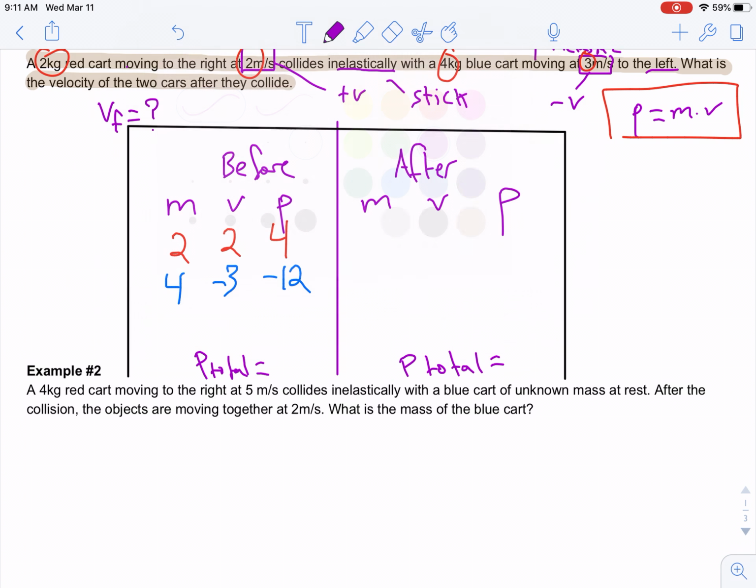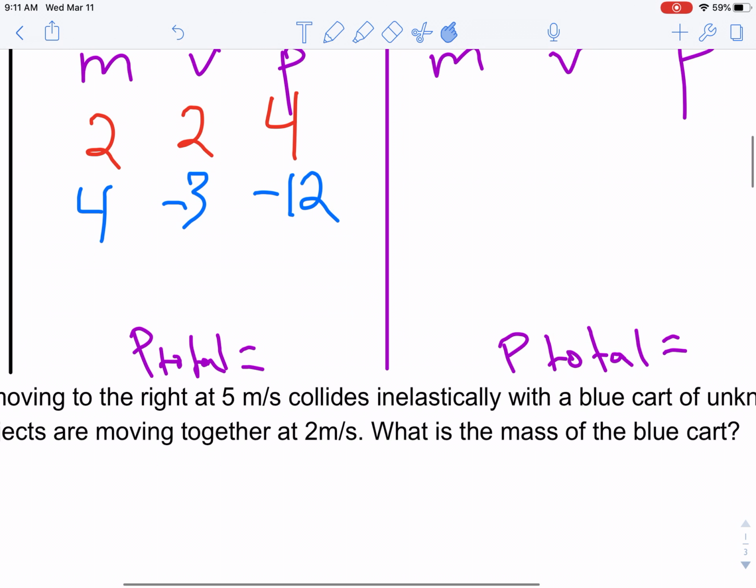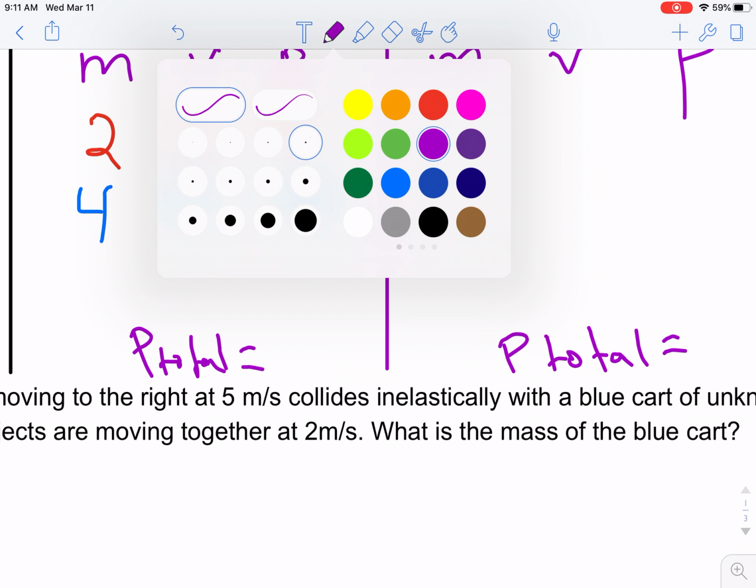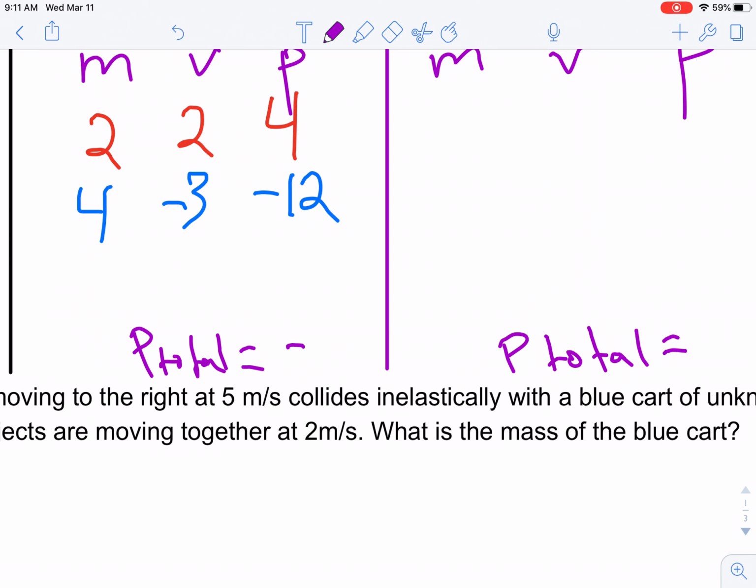So what is its total momentum? What is the total momentum of both objects together before the collision? Well, 4 plus a negative 12 is a negative 8. I just add these two numbers together. 4 plus negative 12 equals negative 8.